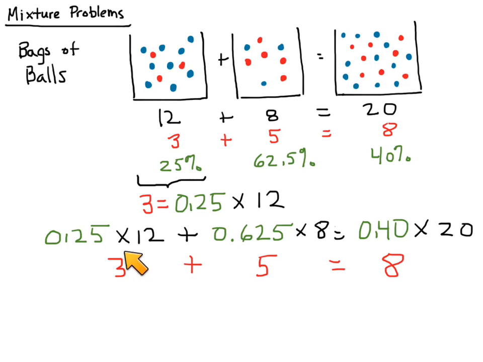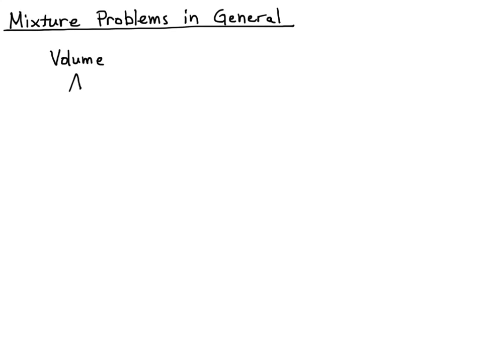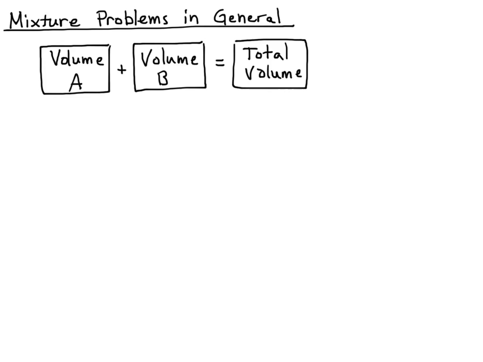And so if we do this for all 3 bags, we can take 25% of 12, which means there's 3 balls in the first bag, 62.5% of 8 balls, which works out to 5, and then 40% of 20 balls is 8, right? 0.4 times 20 is 8. So when we do mixture problems, we're going to make use of that second equation. And so let's look at a general model for the mixtures.